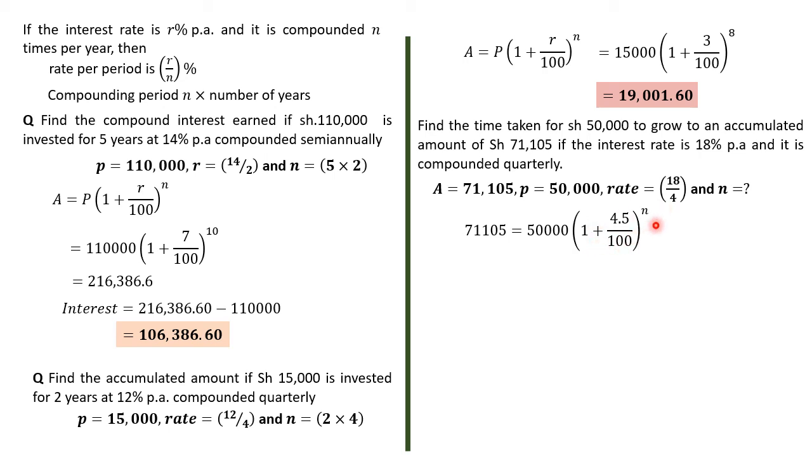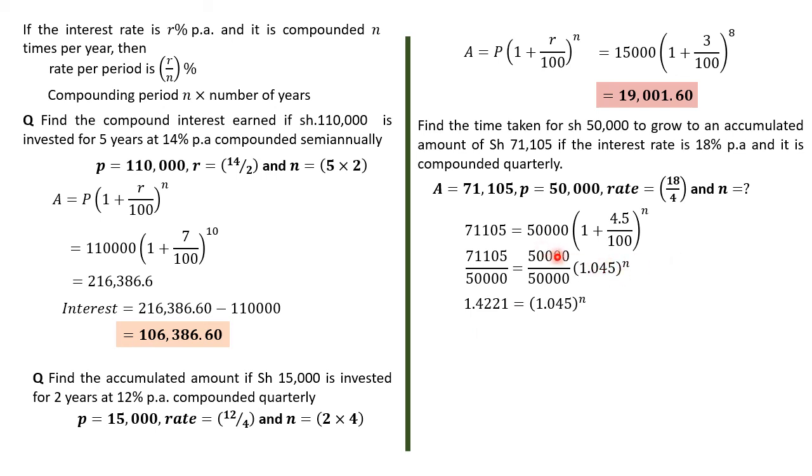Since what you're not given is n, putting these values in the formula that we have been using from the beginning, we get this. But to get the value of n, which is what we are asked, because we were told to find the time taken, we first divide both sides by 50,000. We get this. 71,105 divided by 50,000 will give us 1.4221, which equals what we have after the equal sign.